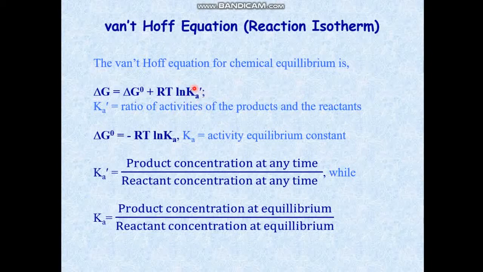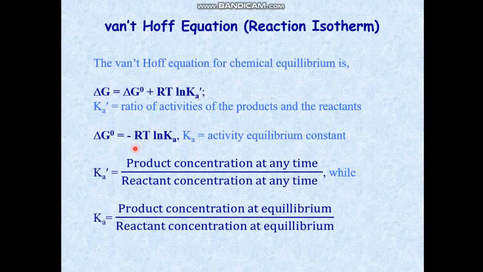That means this ratio is the ratio of their activities at any time or at any instance of the reaction. Not only at the time of equilibrium, but at any time. So when the reaction goes to equilibrium, then this Ka dash becomes Ka. That means it becomes actually the equilibrium constant.